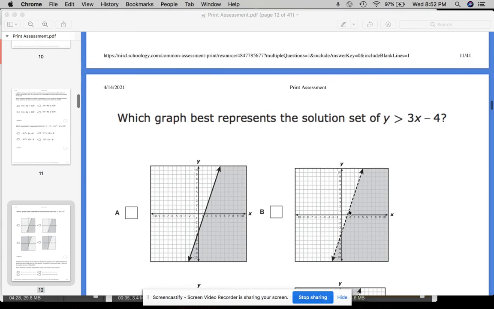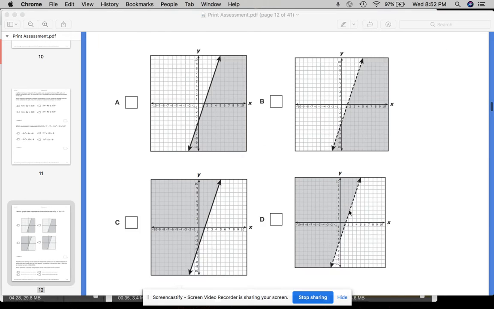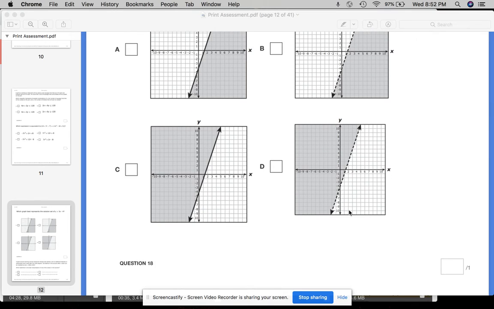Question 17. Which graph best represents the solution set of y, symbol 3x minus 4? A. Graph. B. Graph. C. Graph. D. Graph.